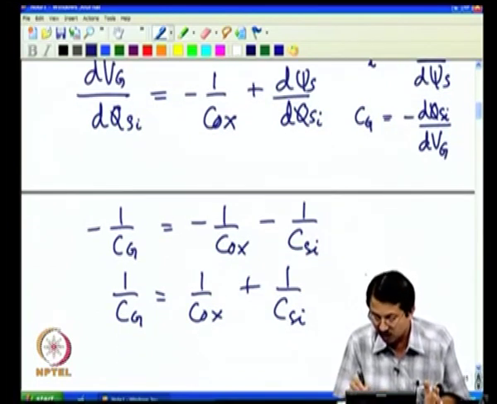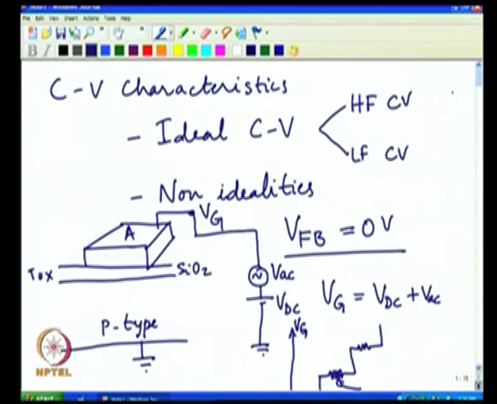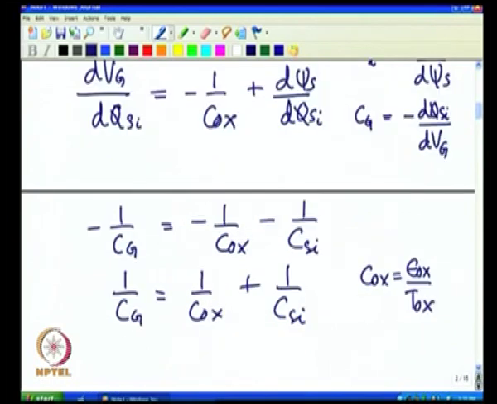We can define Cox as epsilon ox by T ox. We are now presently dealing with per unit area capacitance. Eventually, you are really interested in total capacitance when you do the measurement, just multiply with that area that you have in the device, then you get a total capacitance. If you are using per unit area on the left hand side, you be consistent and use per unit area on the right hand side. So, I am just defining all these values in my equation as per unit area capacitance to just keep it simple. So, area is a scaling factor for me.